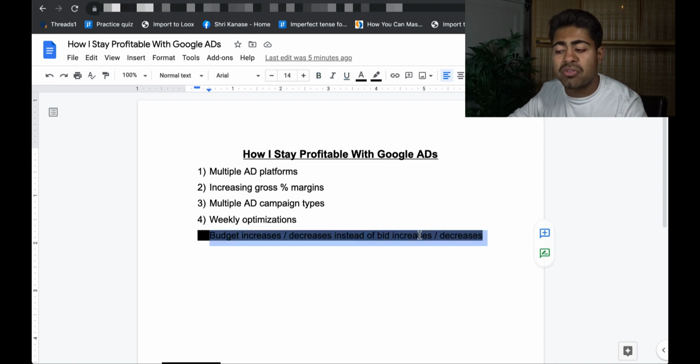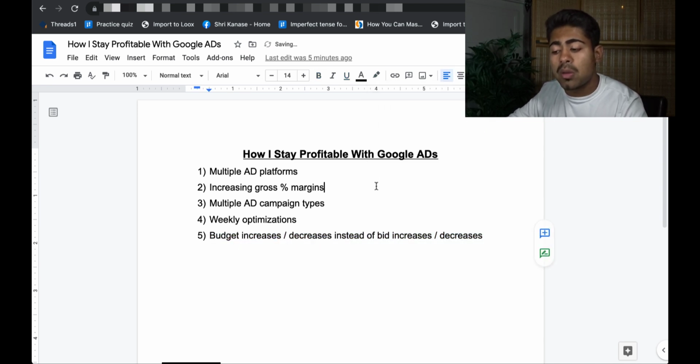And this brings me to the final way of staying really profitable when it comes to Google Ads, and that is doing budget increases or decreases instead of bid increases and decreases. Now, what do I mean by this exactly? When people start to see fluctuating results with Google Ads, they immediately start to panic. They go into panic mode. What they do is they start changing the bids up and down significantly. They might change the bid about 10%, take it all the way from 50 cents to 45 cents, take it from $1 to 80 cents and so forth, thinking that that's going to do any changes to the campaign.